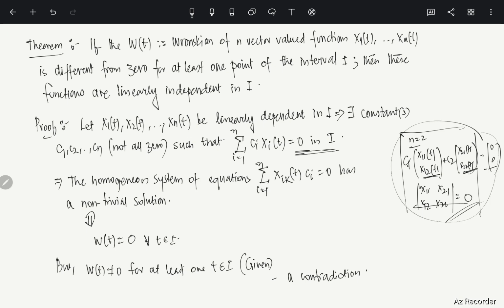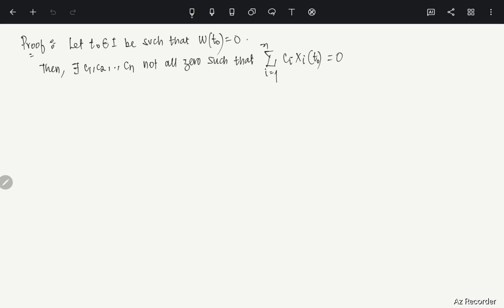This system at the point t naught will guarantee that you will have at least one Ci which is non-zero, such that the system is satisfied, the system works. Now I will define a new function x(t). So basically, I started out with this system, and since the Wronskian is 0, we can say that at least one of the Ci's is non-zero. I hope this is clear.